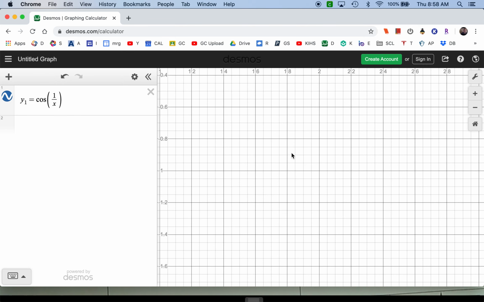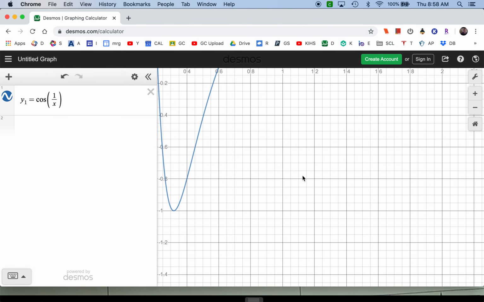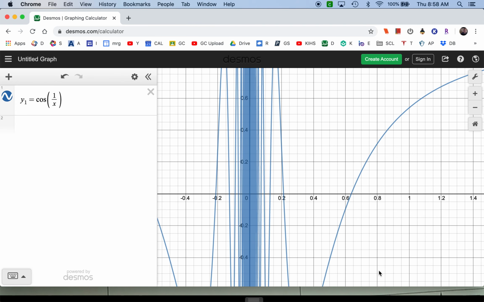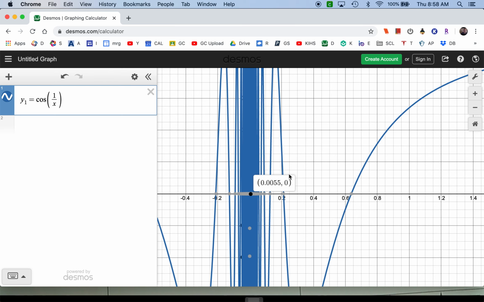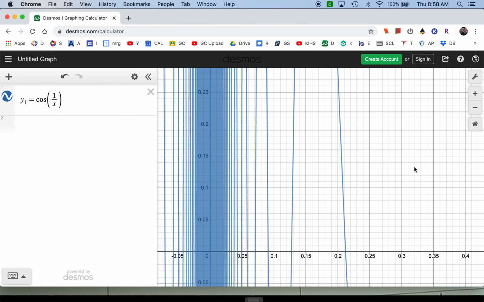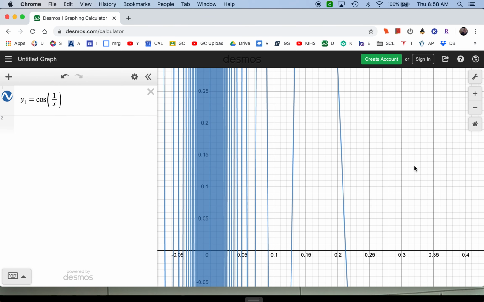What is happening around 0? So as I zoom in, can you see that this graph is going up and down, up and down, up and down, up and down? As I try to get closer and closer to 0 to understand the values of it, the graph is going up and down, up and down, up and down.